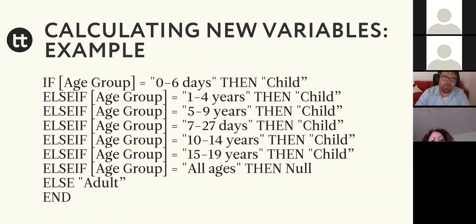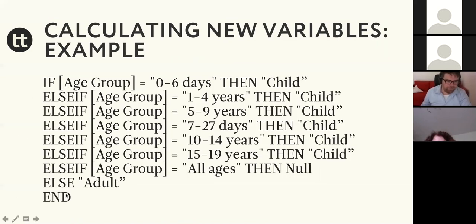What this one is saying is if the variable age group is 0 to 6 days, then it will be, let's rename it child. And so it does this else if the age group is 1 to 4, 5 to 9, 7 to 27, all these years and days, then they all become children. Otherwise, as long as it's not all ages, which we are just saying ignore, make it null. Otherwise, call them anybody above 19 years old, basically an adult.